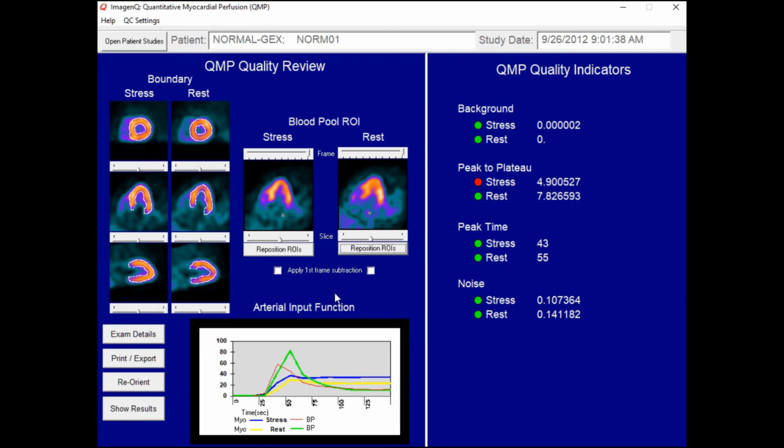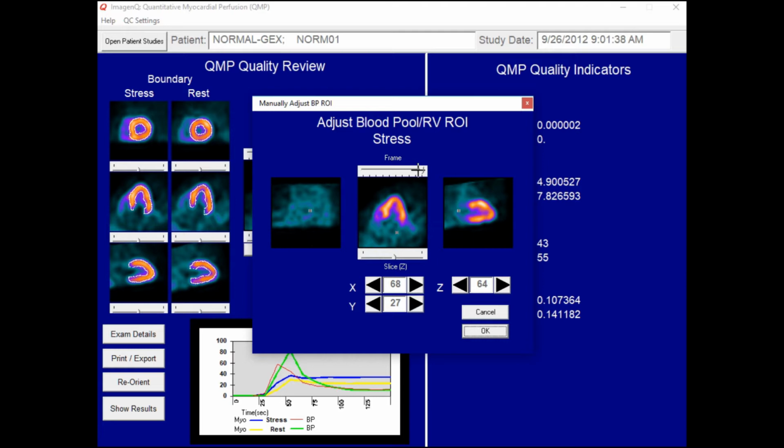The second set of images within the center represent the location of the blood pool ROI, indicated here as a square within the image. To change that location of the blood pool ROI, we click on the Reposition ROI, locate the center of the blood pool ROI, confirm it on the short axis, which is the left image, and the vertical long axis images, which is the far right, and then hit OK. If we want to make fine adjustments, we can shift these back and forth with these arrow buttons.